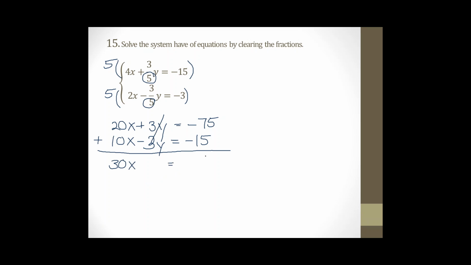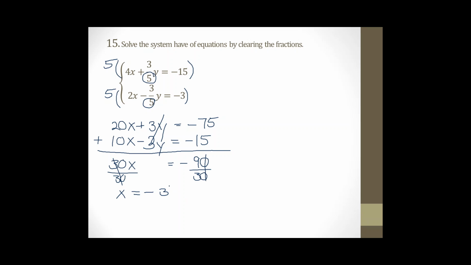And -75 minus 15 equals -90. Solving for x, so divide on both sides by 30. And I'm left with x equals negative. The zeros cancel out, so 9 divided by 3 is -3.